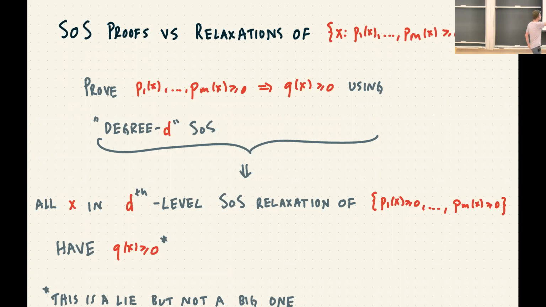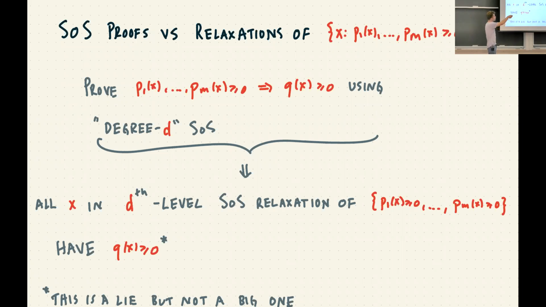So I have some SOS relaxation of some system of polynomials, P1 through Pm non-negative, right? This is some non-convex set. And suppose I want to prove some property of this thing. I'm going to express a property of a set as some other polynomial being non-negative everywhere on that set. Polynomial is a very expressive language. I have some property of interest. I can often express it in this way: some polynomial is non-negative everywhere on that set.